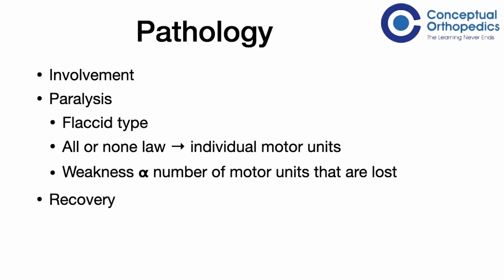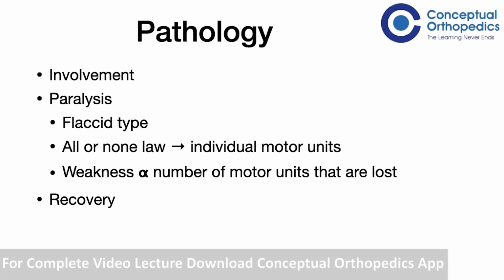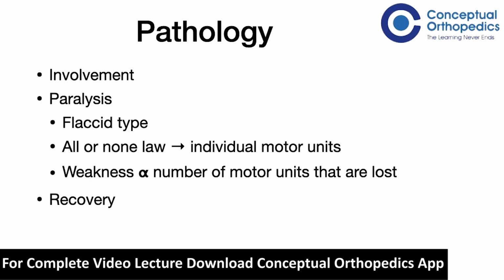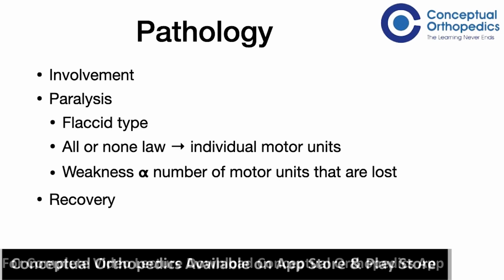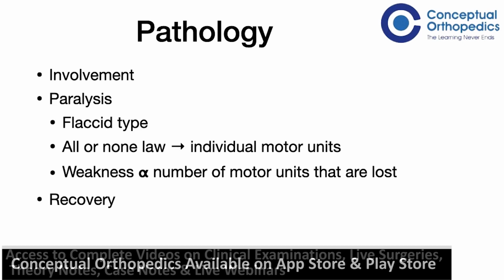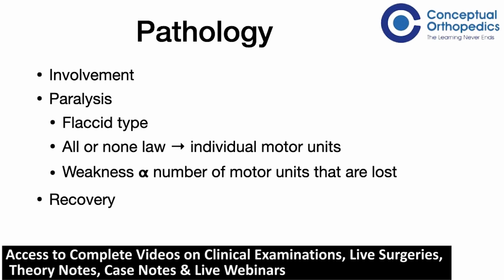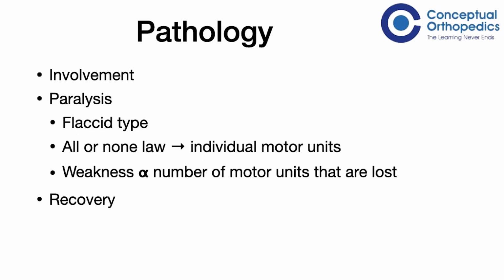The paralysis is of flaccid type with individual motor units following the all or none law because the virus affects the anterior horn cells rather than the muscles. The percentage of motor units destroyed varies, and the resultant muscle weakness is proportionate to the number of motor units that are lost. For example, a muscle with poor muscle strength will have 20% of its motor units functioning, whereas a muscle with good motor strength will have about 80% of its motor units that are functioning.